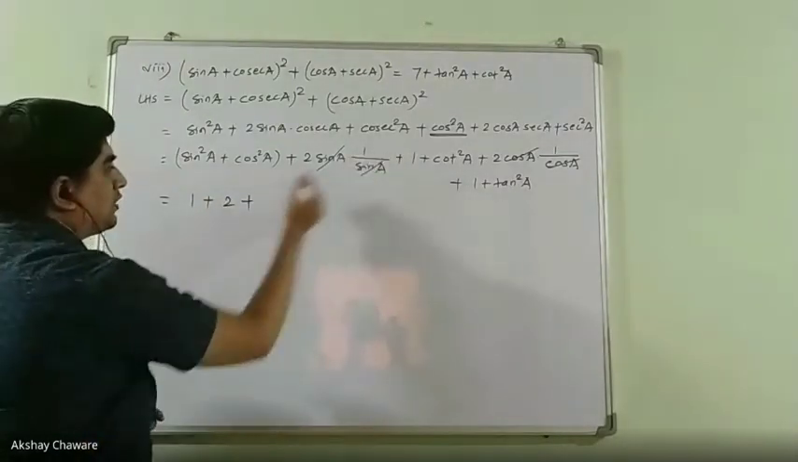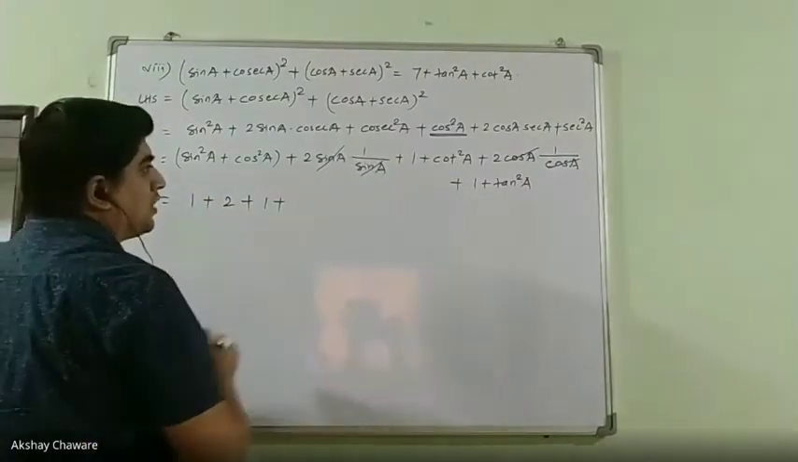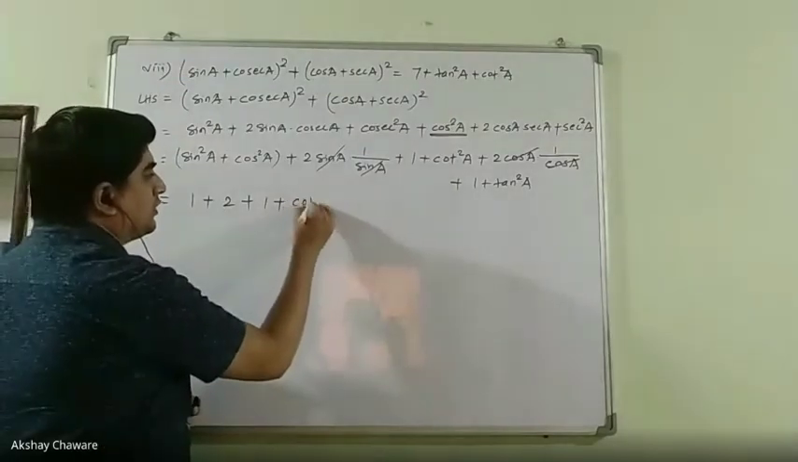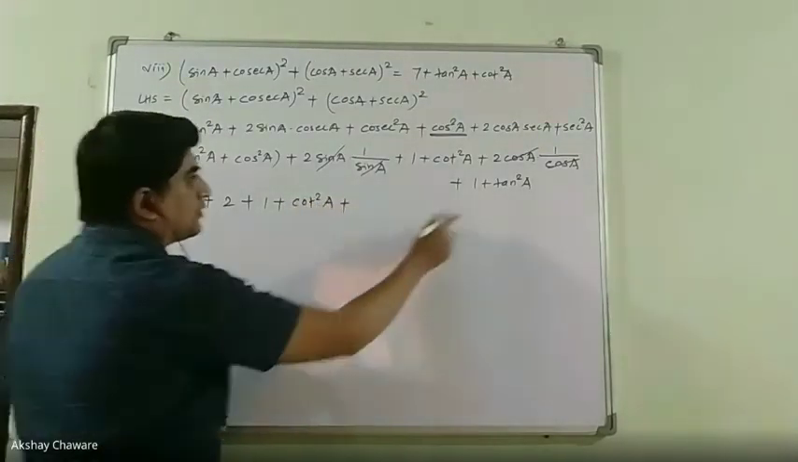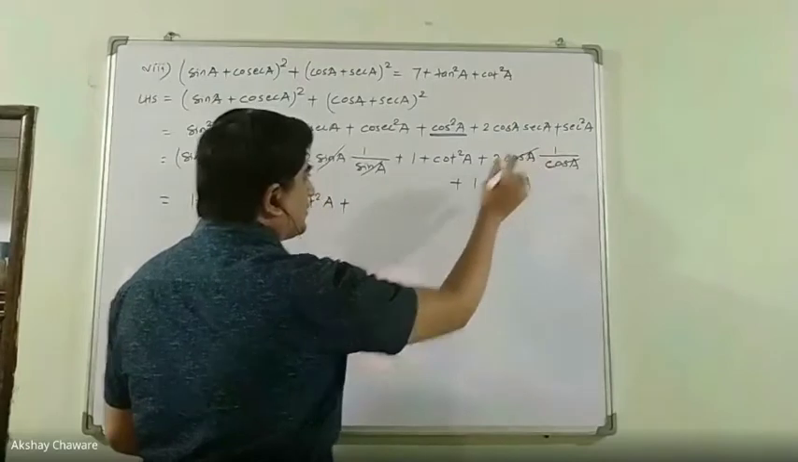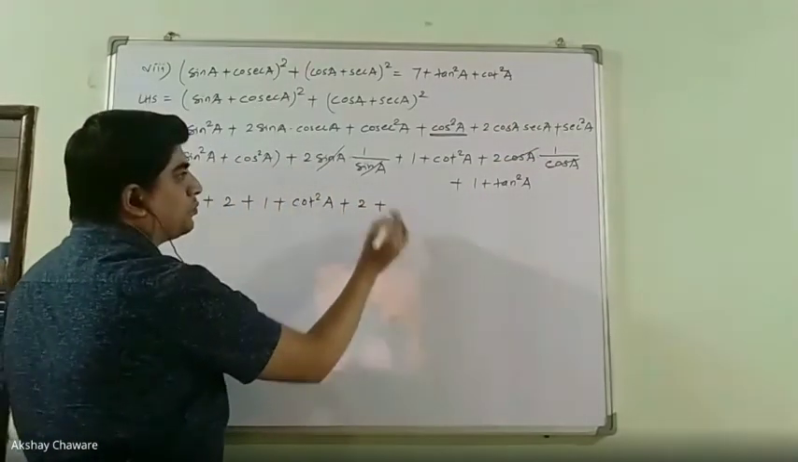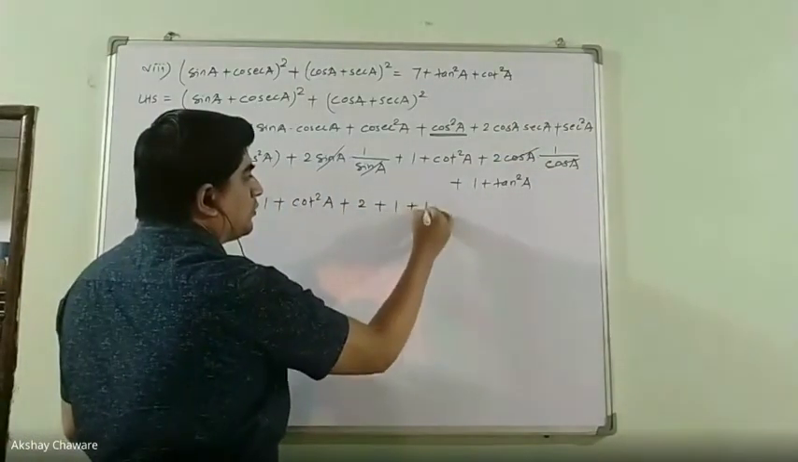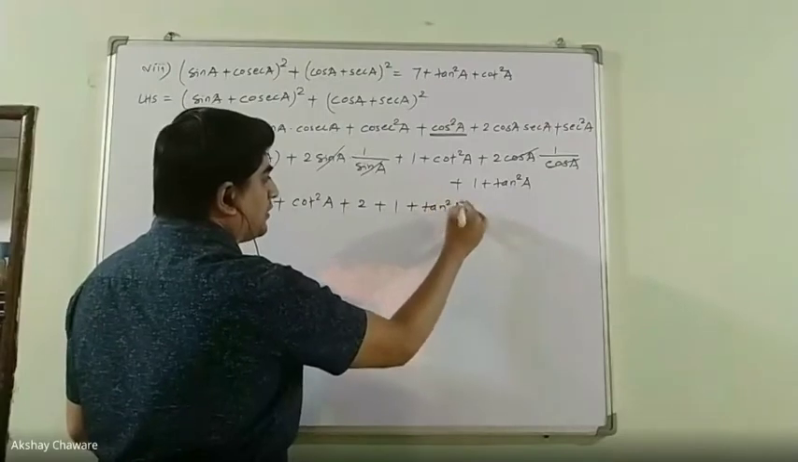Plus, again there is 1 plus cot square A as it is, plus 2 into cos A cancel, so the answer will be 2 plus again 1 plus tan square A as it is.